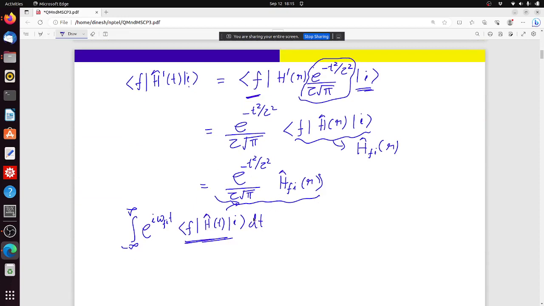So this term we have expressed like this, so we have to do integration with respect to time. Any questions?